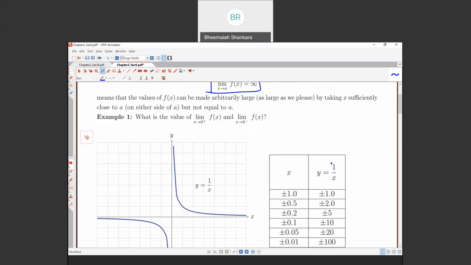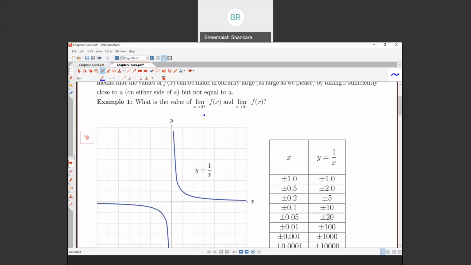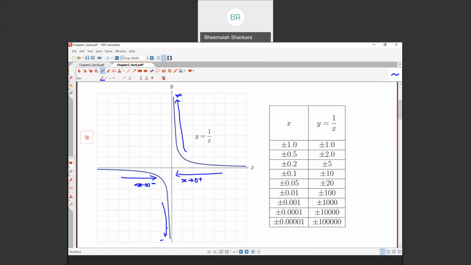So let's understand this definition using the graph here. What's the value of the limit of the function when x is approaching 0 from the right? You read the graph like this, approaching 0 from the right. You read the functional values, they're going higher and higher. So the values become larger and larger and they go to infinity. Similarly, when x is approaching 0 from the left, you read the functional values carefully, it's going to negative infinity.